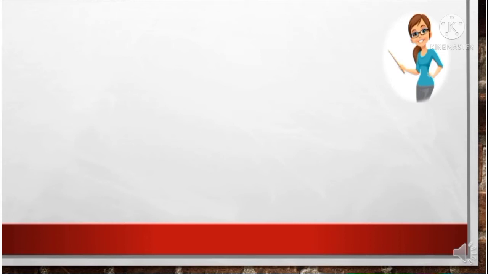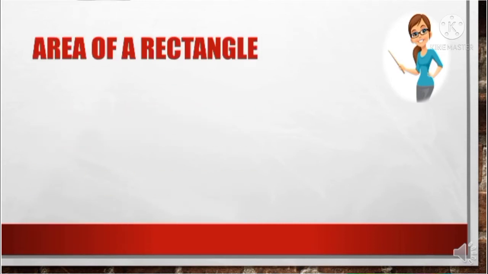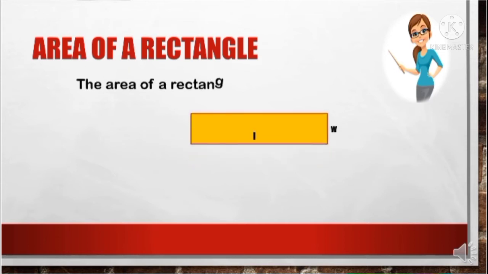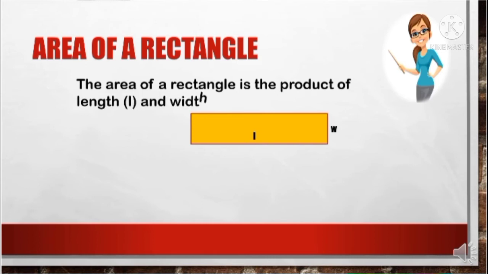To begin with, let us have the area of a rectangle. To find the area of a rectangle, you have to get the product of the length and the width, or simply multiply the length and the width. If you are going to write it as a formula, we have A equals L times W.